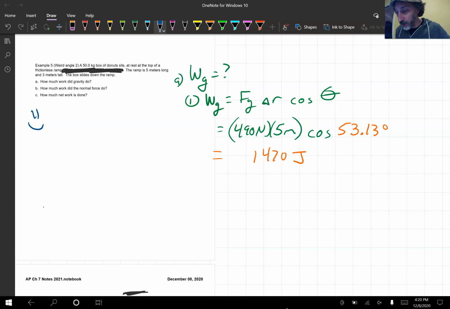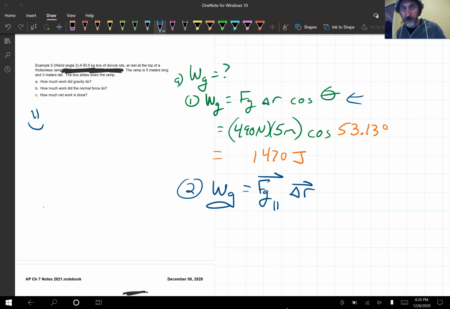Now, the second way you can do it is this. Instead of just using this equation, it's often useful to split your forces up into components. Here I'd be interested in the gravitational force being split up into components. To calculate the work done by gravity, I can multiply my displacement by the component of gravity which is parallel to that displacement. In this problem, because it's an inclined plane, this F_G parallel is the same as what we usually use as F_G parallel, because it's sliding down the ramp. The displacement is down the ramp, and F_G parallel is parallel to the ramp.